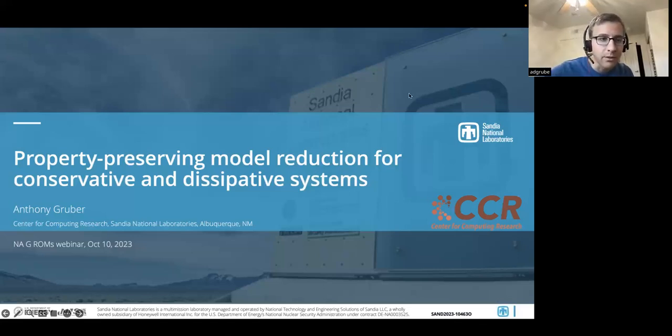So as was mentioned, I want to tell you about some work at Sandia and beyond on property preserving model reduction, specifically as it relates to systems which have some kind of conservation property.